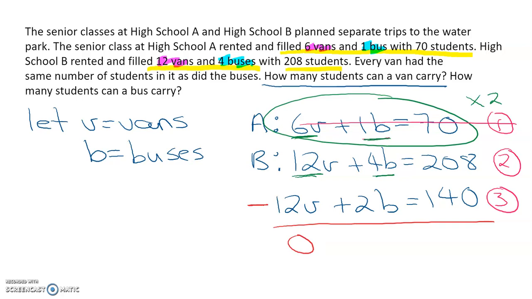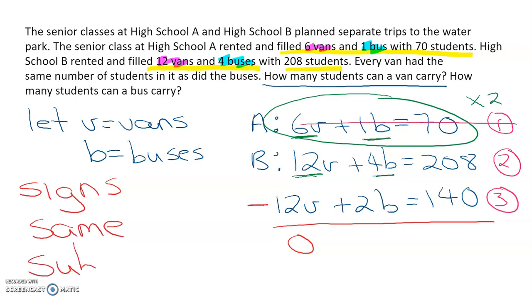And as a little hint, if the signs are the same, so here I have positive 12v and positive 12v, then I always subtract. If the signs were different, so one of them was negative and one of them was positive, then I would have to add. Okay, so 4b minus 2b is 2b. And 208 minus 140 is 68.